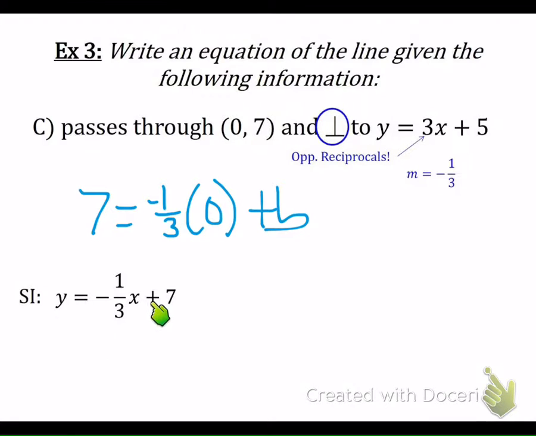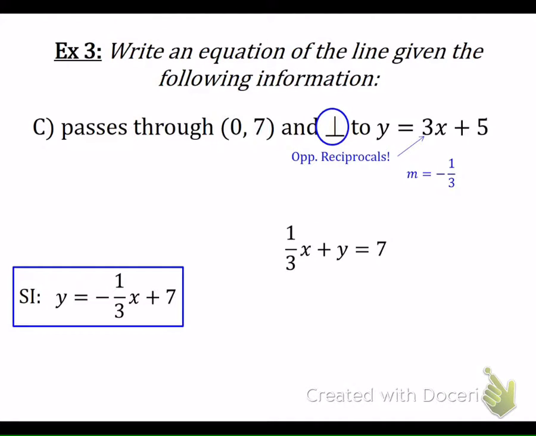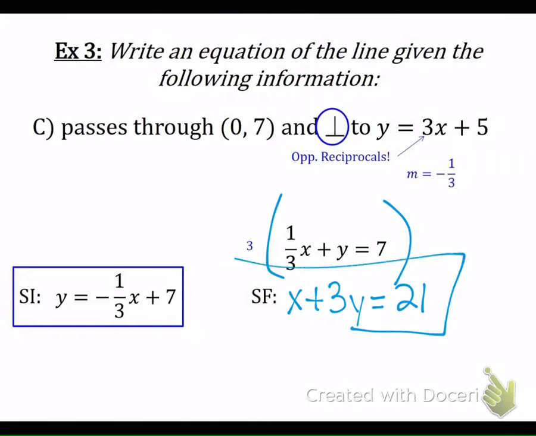Here we are. How do I get to standard form? Add 1/3 x. Good. And then multiply everything by 3 because we cannot have fractions. So those would cross out. You get x plus 3y equals 21. Questions?